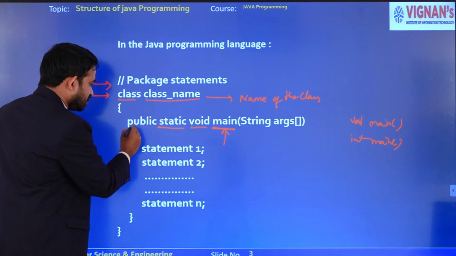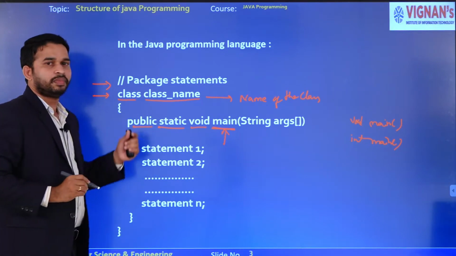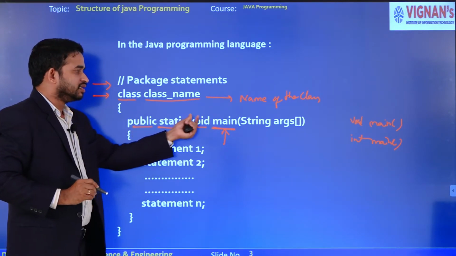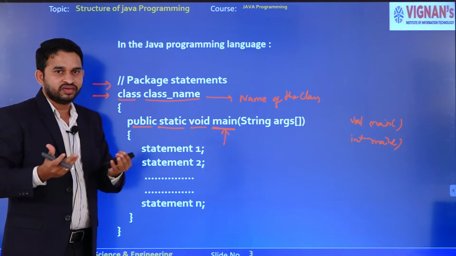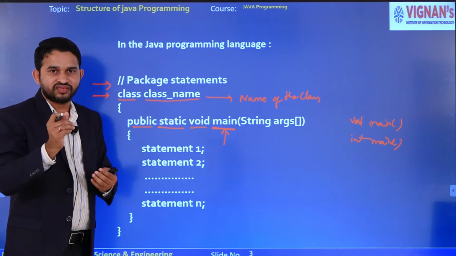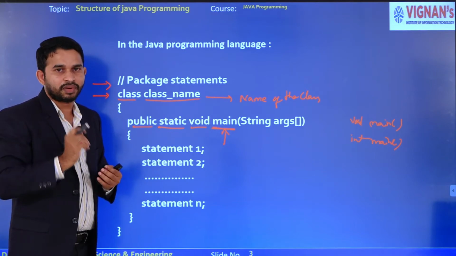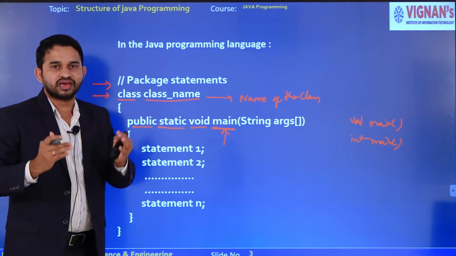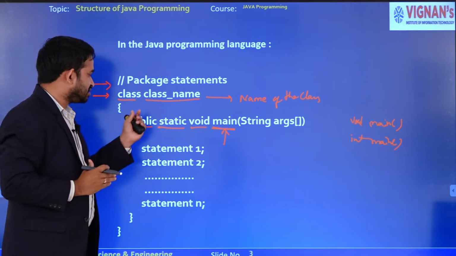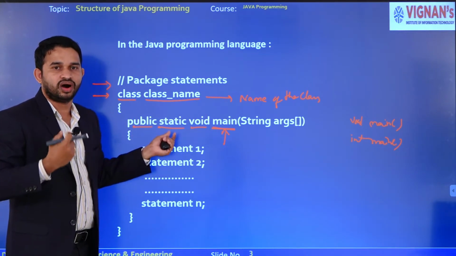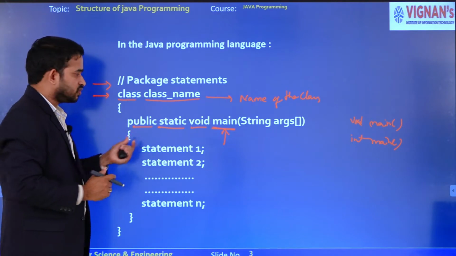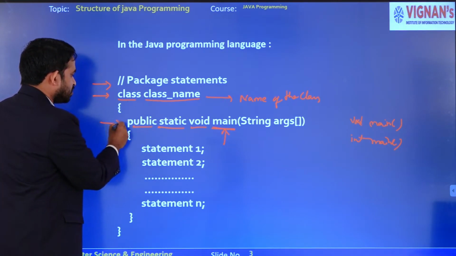So the next keyword is public. What is the meaning of public? Public means this method can be visible to all, like our Facebook, right? While we are creating our Facebook account, we are choosing private or public. Public means any person can view our account. Same here, if we declare it as public, this method can be visible to all. That is the meaning of public. So this is about the main statement.